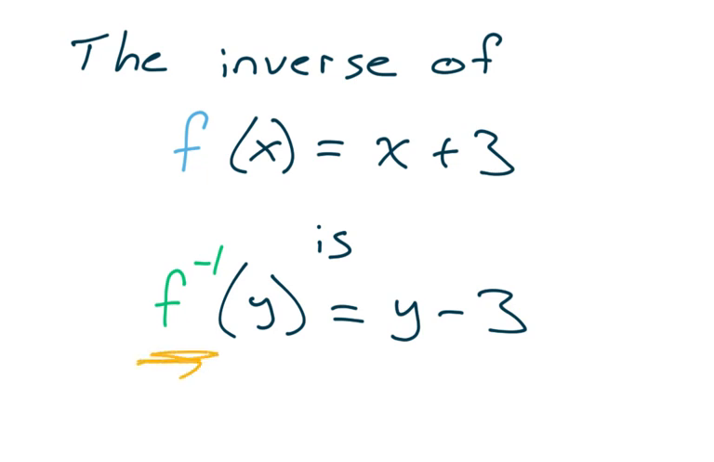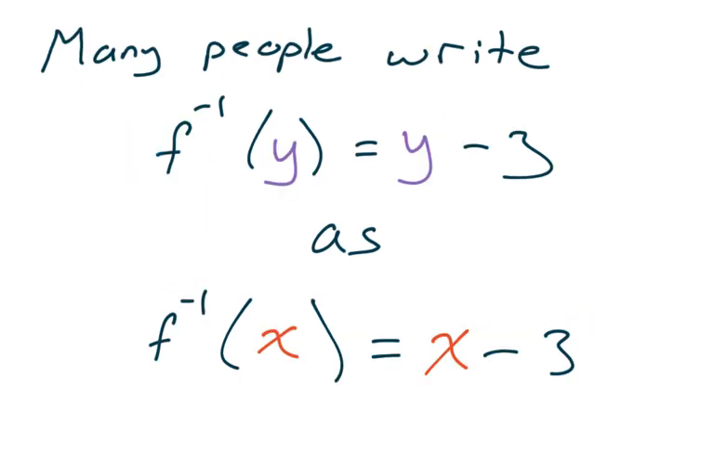The inverse of f is f inverse. This -1 up there is not an exponent, even though it looks like an exponent. You read this as f inverse. So the inverse of f of x equals x plus 3 is the function f inverse of y equals y minus 3. These do the exact opposite things.